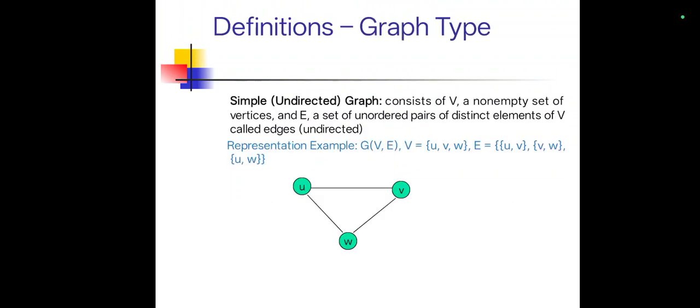Simple or undirected graph consists of V, a non-empty set of vertices, and E, a set of unordered pairs of distinct elements of V called edges, which are undirected. Representation example: G equals (V, E), V equals {U, V, W} is the set of all vertices and E equals {UV, VW, UW} is the set of all edges.